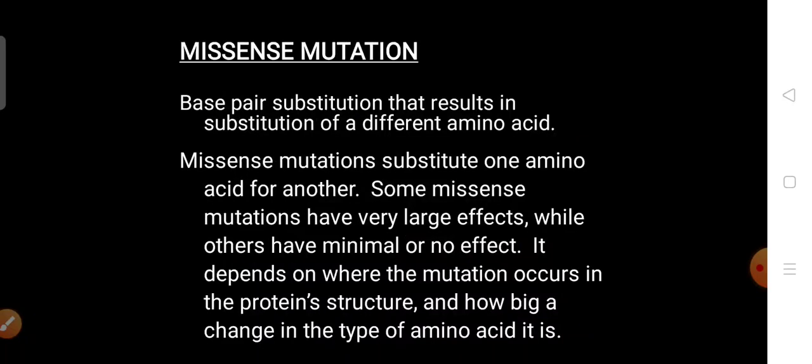Such a drastic change occurs because of replacement or substitution of one amino acid by another. Such mutations are called missense mutations. Base pair substitution that results in substitution of one amino acid by another is called missense mutation. Some missense mutations have a very large and drastic effect, while others have very minimal effect. It depends on where the mutation occurs in the protein structure and how big the change is, the type of amino acid it is.